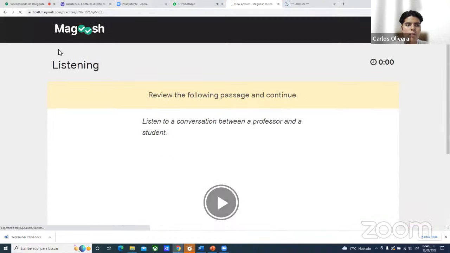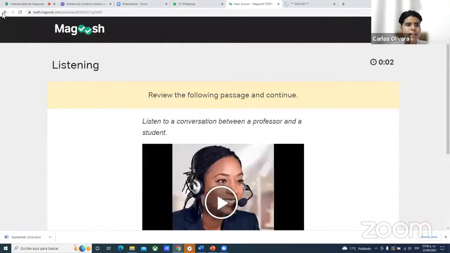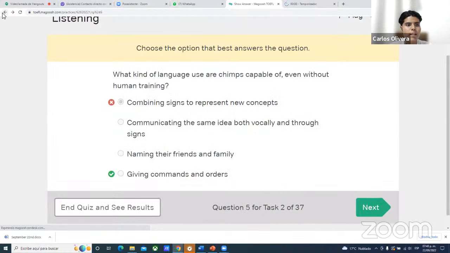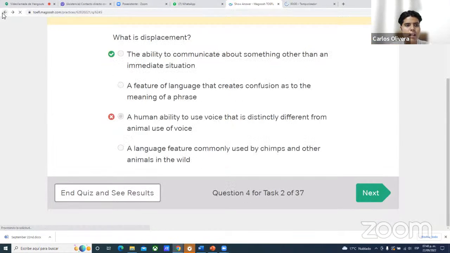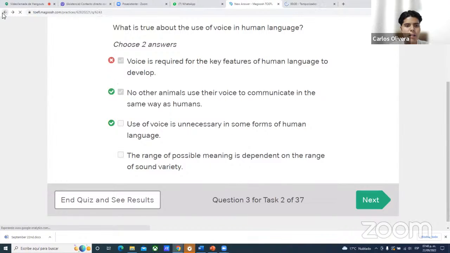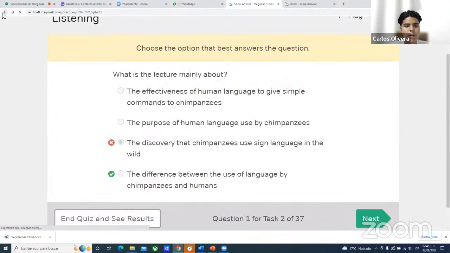Okay. Now, very rapidly before we get into the last material that we're going to examine in tonight's class, let's see what you have done. All right. Fantastic. So the first question was, what is the lecture mainly about? In this case, the correct response was number 4, the difference between the use of language by chimpanzees and humans, right?